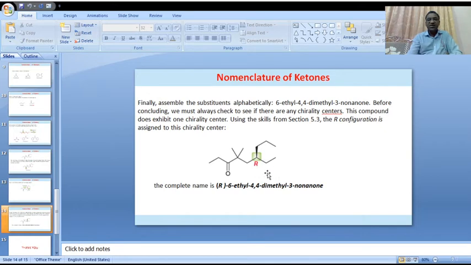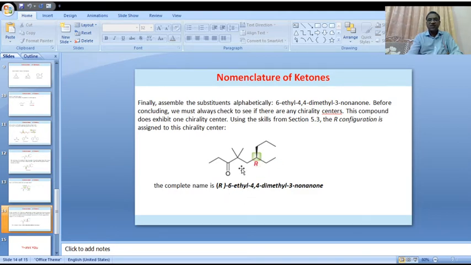That R configuration assigned to the chirality center, we should mention before the name. Is it clear? The complete name of this particular compound is R, for the one chirality center, R-6-ethyl. Here, on the 6th position, there is a substituent ethyl.